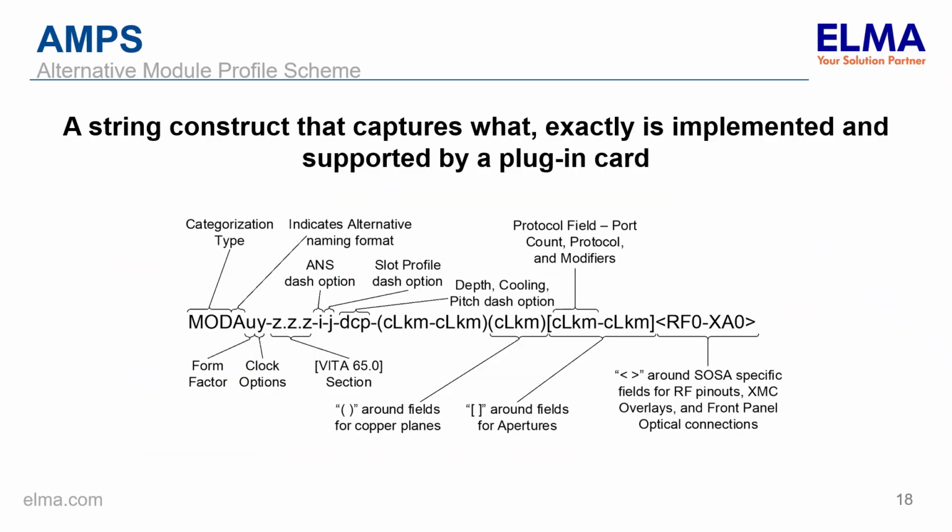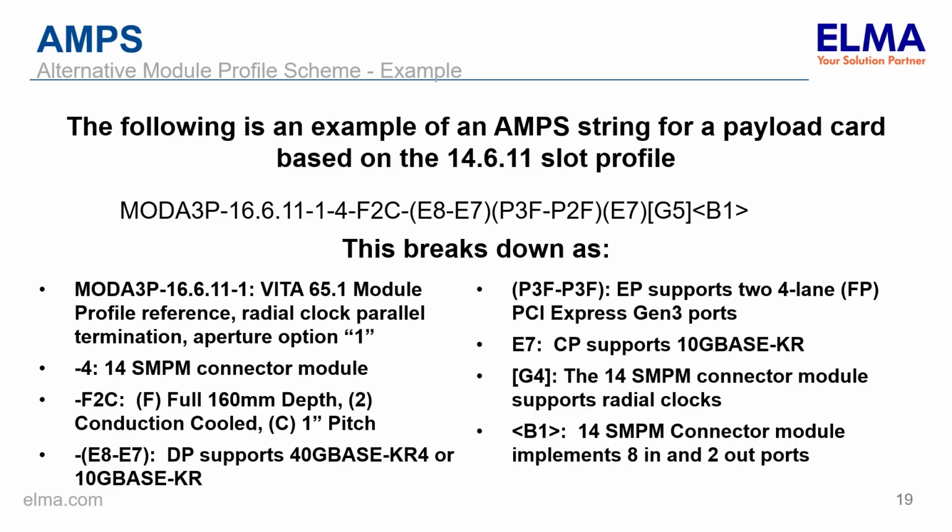We will wrap up this video with a brief discussion of AMPs. AMPs, or the Alternative Module Profile Scheme, is a string construct that captures what exactly is implemented and supported by a plug-in card. AMP strings follow the template shown, which call out things like clock options, connector module style, depth, cooling, and pitch, and various protocols supported by the communications ports on the card. This is all defined in VITA65, but SOSA adds a few SOSA-specific elements at the end of the template. The best way to understand AMPs is to look at an example.